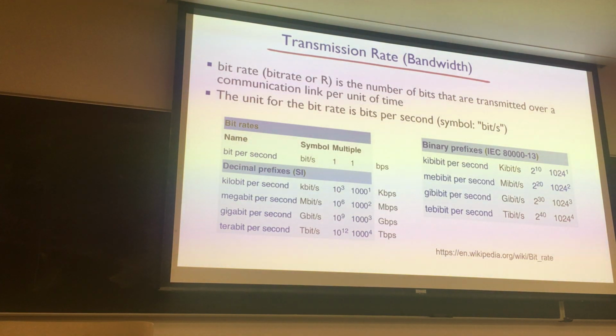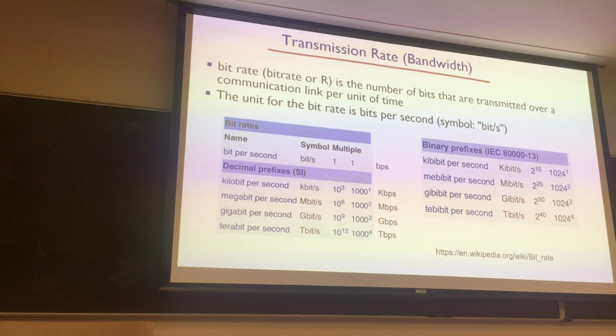So what does this transmission rate mean exactly? It's often defined as a bit rate. It's very simply defined as the number of bits that can be transmitted over a communication link per unit of time. So oftentimes this is defined as bits per second. It's pretty intuitive. It just means if I have a communication link to you, how many bits can you push into that link per second. The symbol is bits per second.